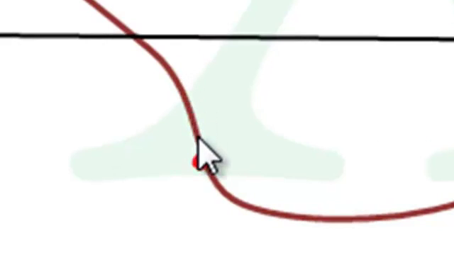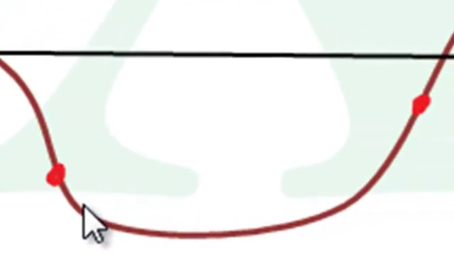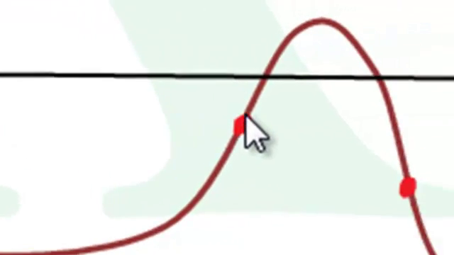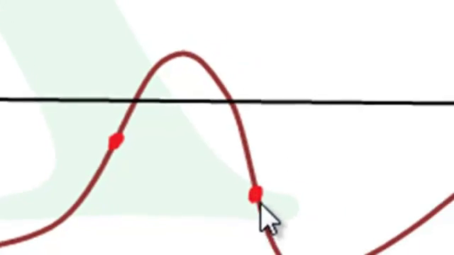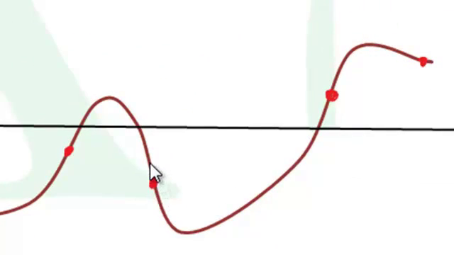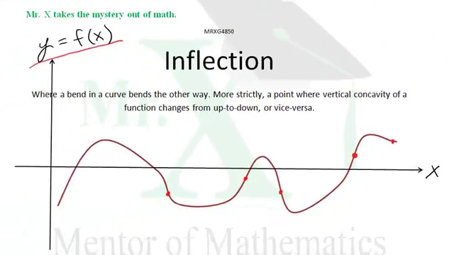Here's a point of inflection when we start bending the other way. Here's a point of inflection where we start bending the other way. Here's a point of inflection where the curve starts bending the other way. I tell you, I look at a car on a mountain road. That's how I see it. And here's a point of inflection. And then lo and behold, there's one right out here where we start going the other way. It might even be a little farther up this way. Okay? Those are points of inflection.